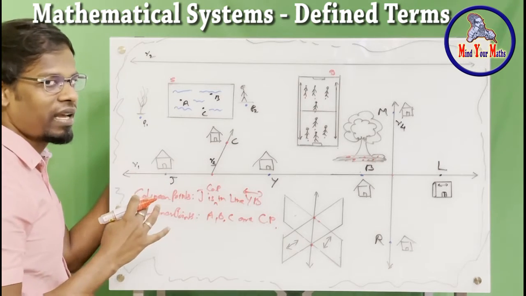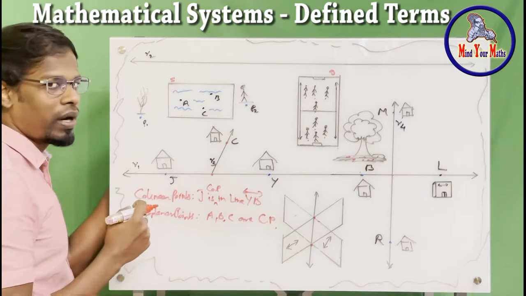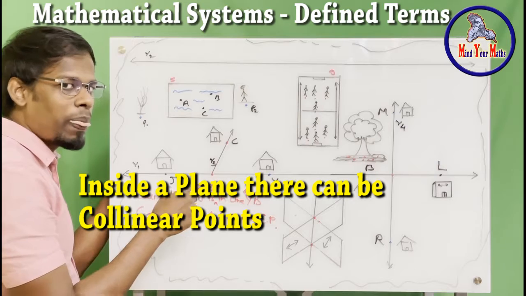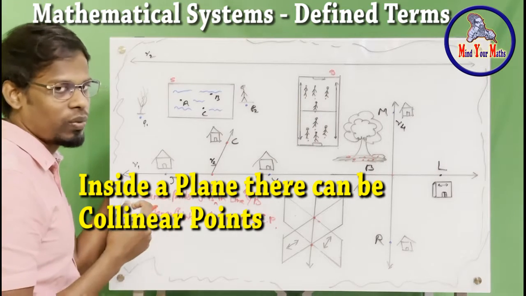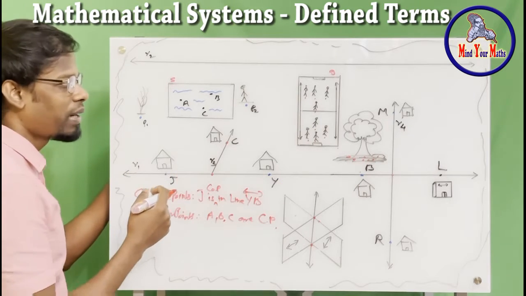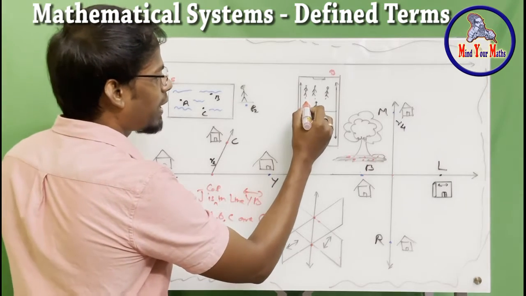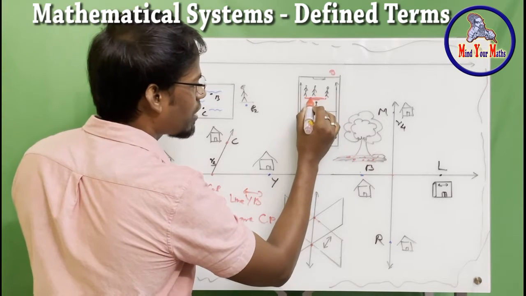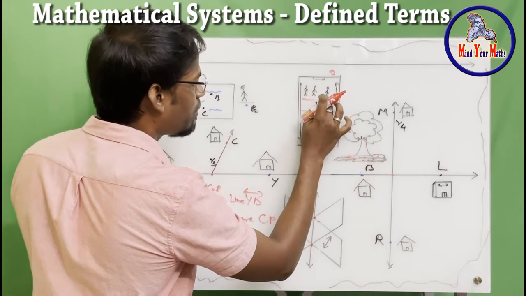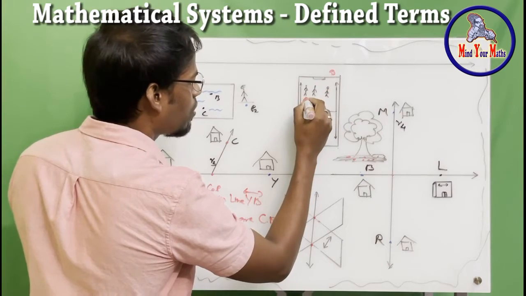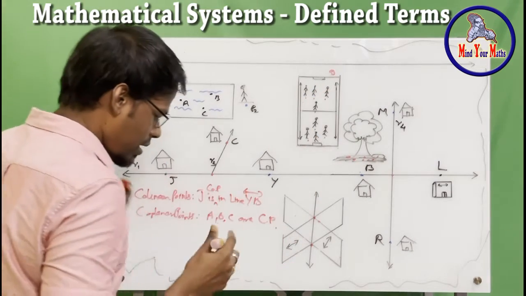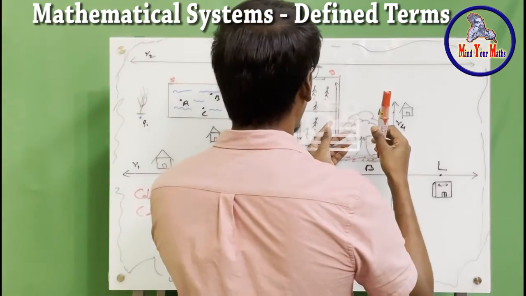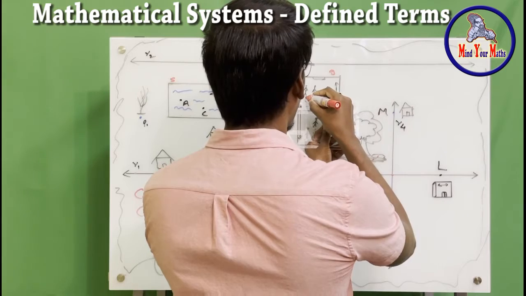And what it means is that inside a plane, there can be collinear points as well. Now what do I mean by that, right? Inside a plane, 3 points can form a straight line. See, this forms a straight line, let me make it better. Alright, 1, 2, 3, right? Maybe let me use a scale to make it straight.